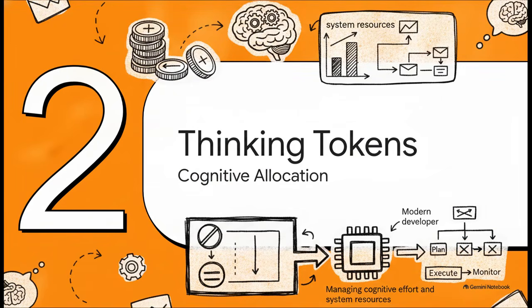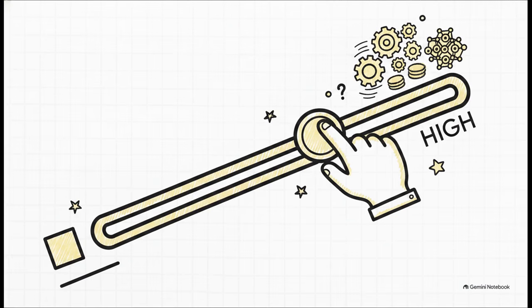Section 2. Thinking tokens, cognitive allocation. Okay, so with our rigid boundaries firmly in place, the next vital step is managing the agent's cognitive effort and system resources. Context windows are finite, right? And deep reasoning takes time and compute.